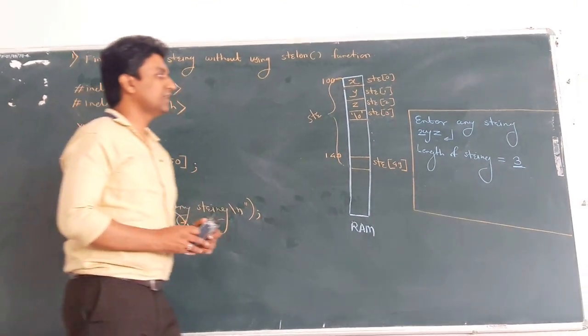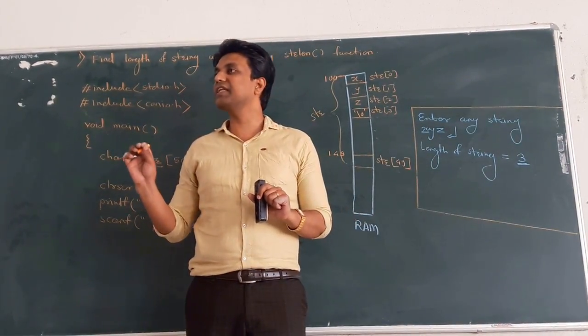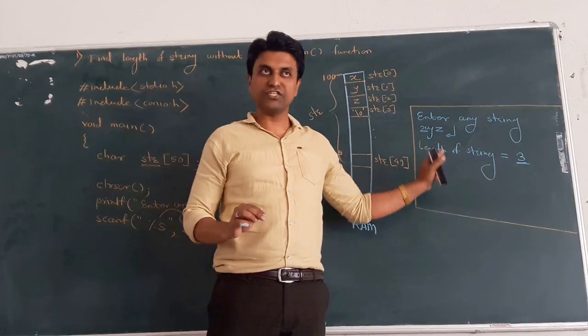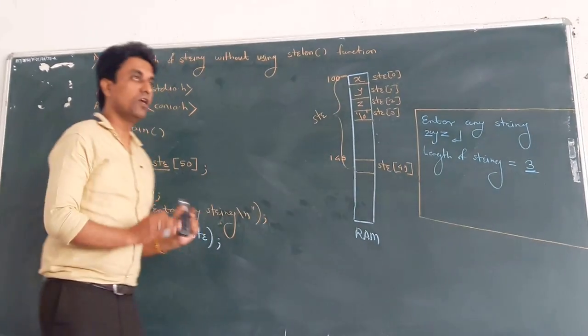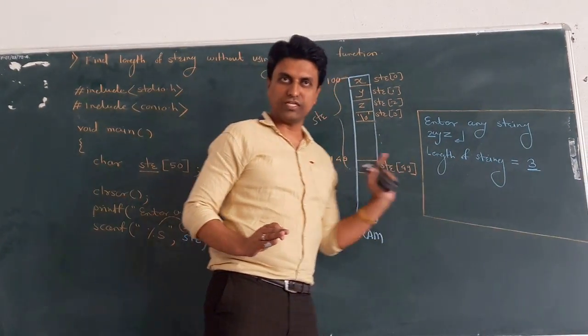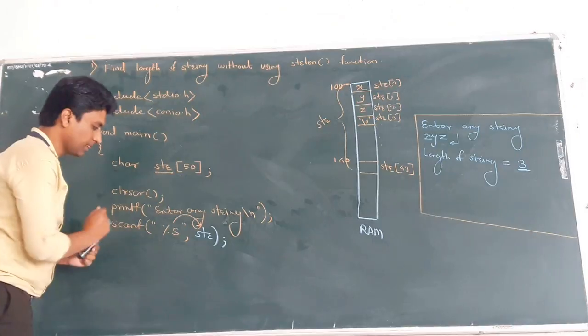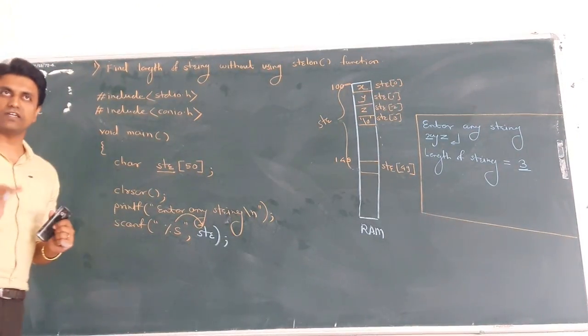Now after that, we have to calculate the length of the string, means how many characters are present in that string. \0 is not counted in the string length. Okay, so there are only 3 characters, means the length of the string is equal to 3. So now we have to calculate it, and there are different ways.